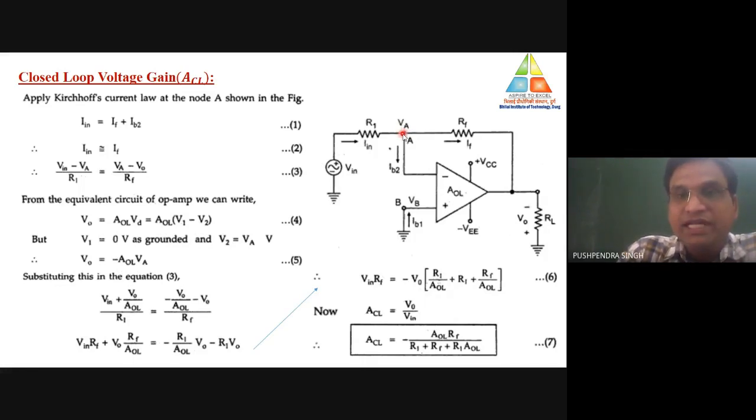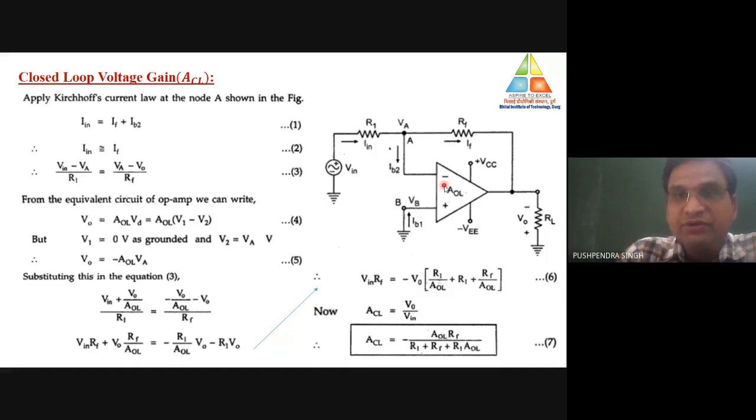Node here at point A. When we apply KCL, the value of IN is equal to IF plus IB2. But what is IB2? IB2 is the internal current of the operational amplifier.